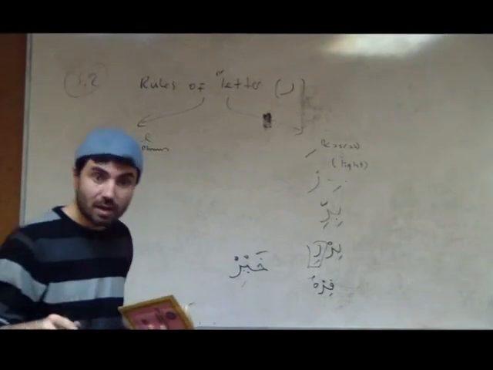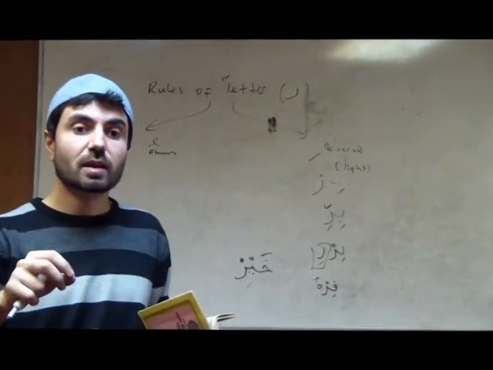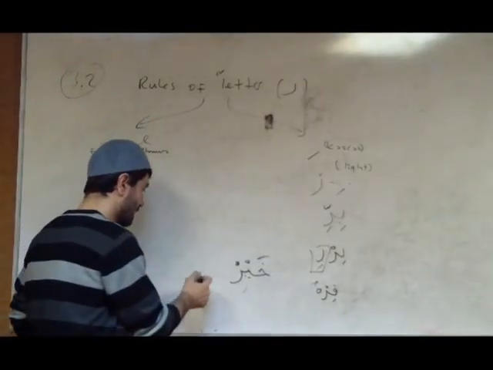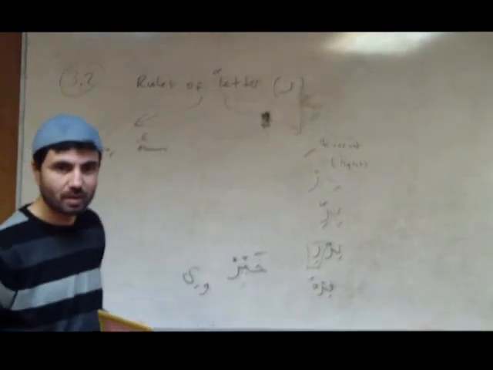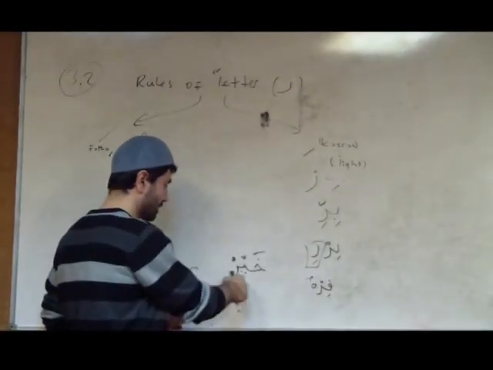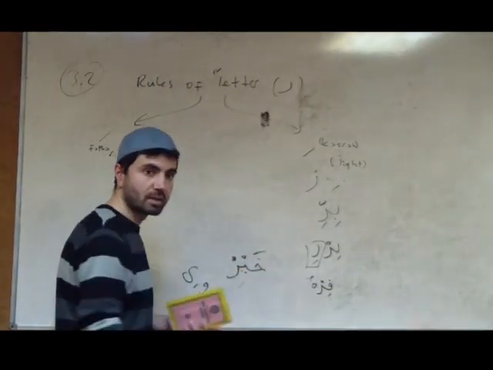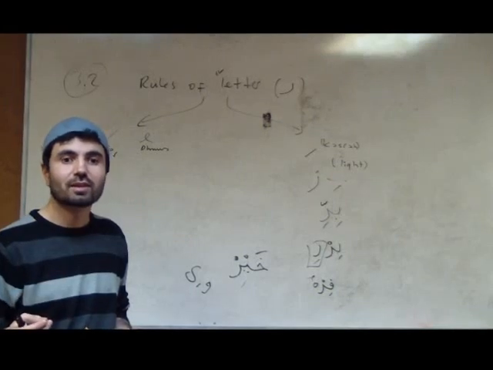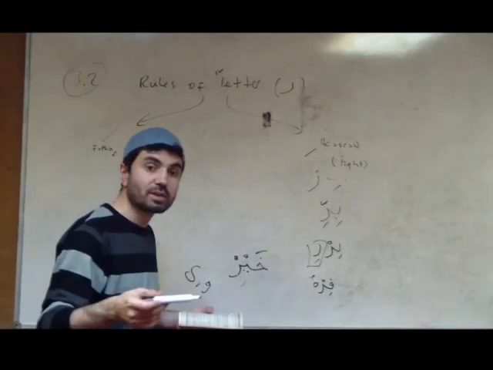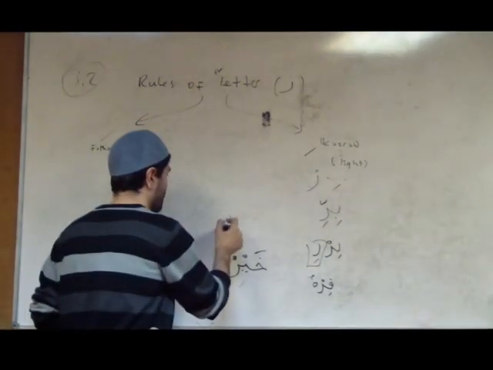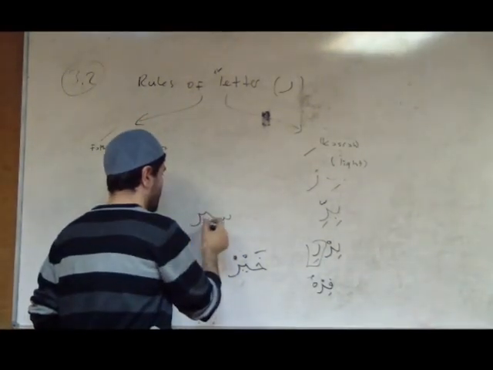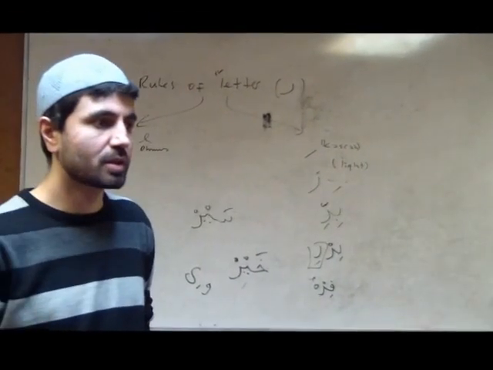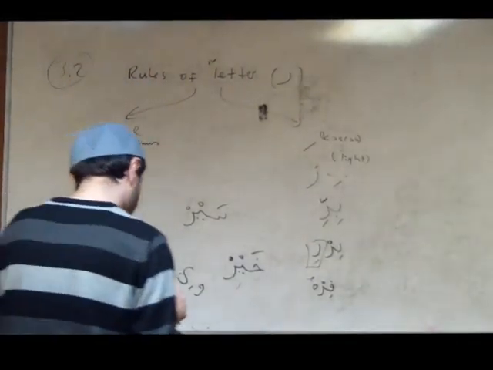So, if Ra is sakin, and before Ra there is a letter of Madd. What were the letters of Madd? Ya and Waw. Yeah. Okay, so if these two are before Ra Sakin, then you recite Ra light. Like Khair. Or Seir. Sayr. Okay, you don't say it heavy.